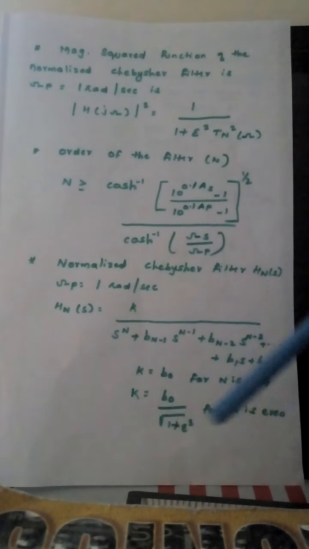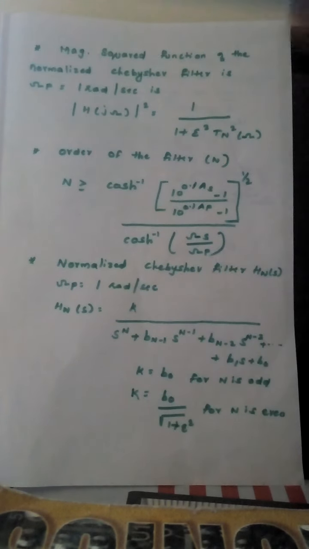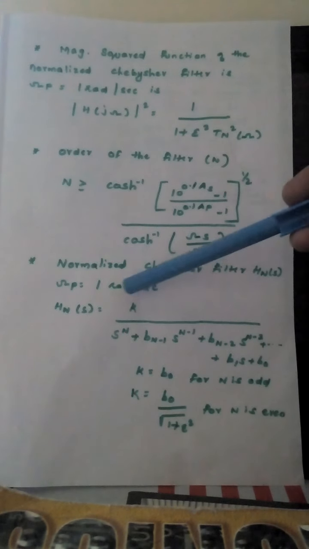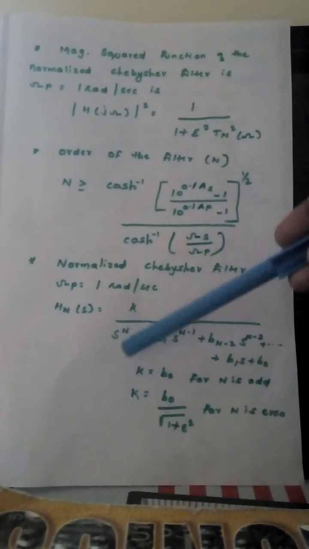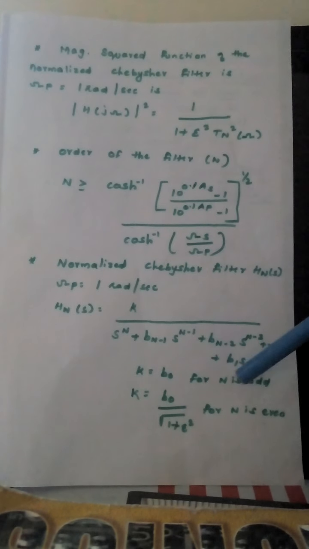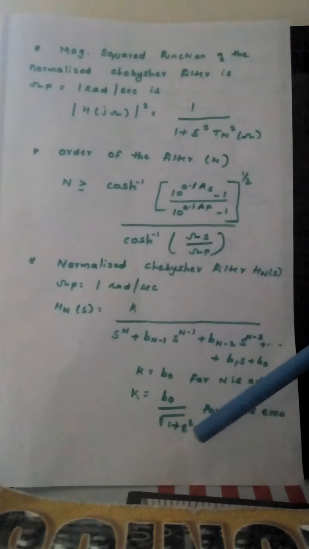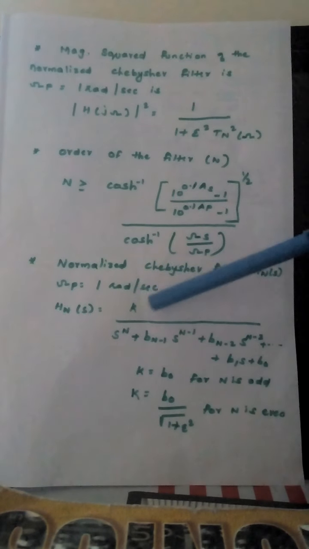Next we have to find out the transfer function. For finding the transfer function, in the Butterworth filter we got 1 divided by that term. Here we are getting K divided by this term, that is s to the power of n plus b(n minus 1) s to the power of n minus 1 plus b(n minus 2) s to the power of n minus 2, and the last term becomes b1 into s plus b naught. In this, the K value depends upon whether n is odd or n is even. If n is odd, K will be equal to b naught, and if n is even, K will be equal to b naught divided by root of 1 plus epsilon square. Using this we have to find out the value of K.